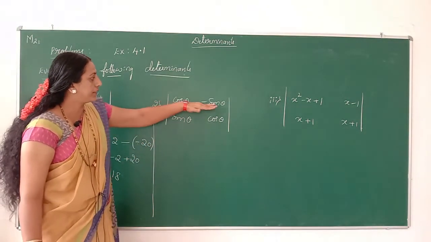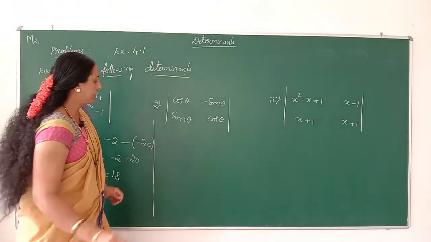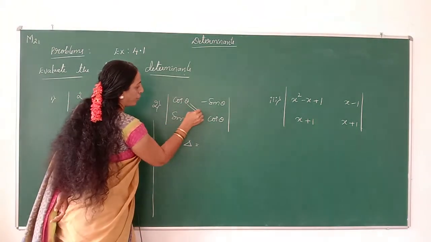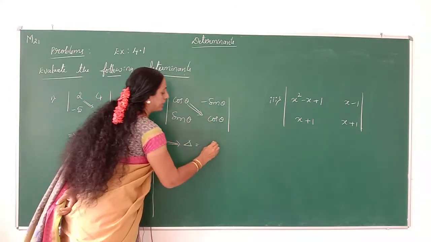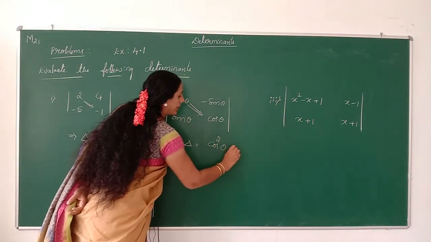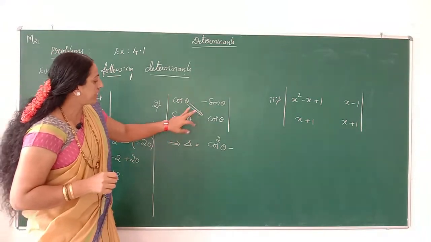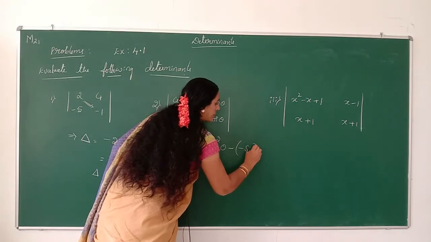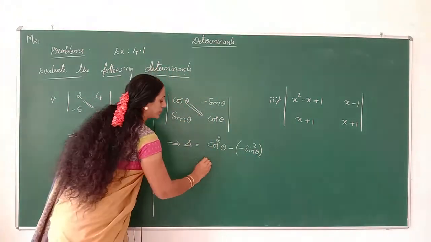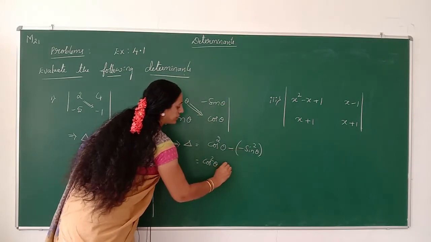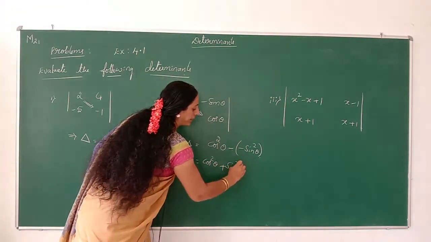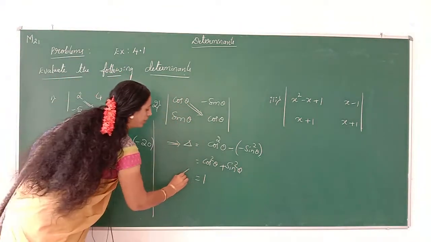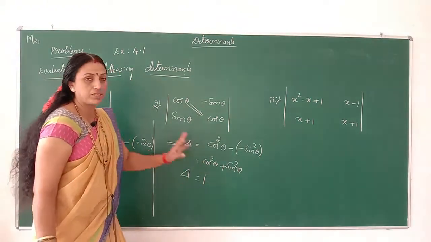Similarly, the second problem: determinant of cos theta, minus sin theta, sin theta, cos theta. Again, delta is equal to the product of the left diagonal, cos theta into cos theta, which is cos square theta, minus sin theta into minus sin theta. Sin theta into minus sin theta is minus sin square theta. So cos square theta, minus into minus is plus sin square theta. By using the property, cos square plus sin square is 1. Therefore the value of that determinant is 1.